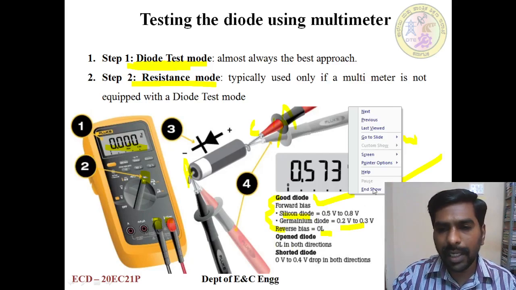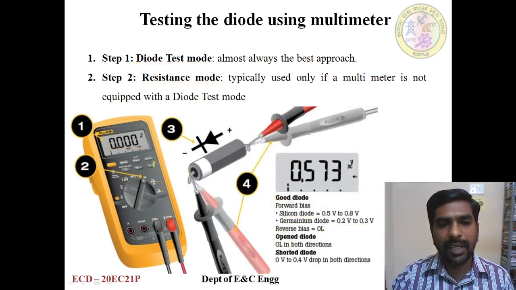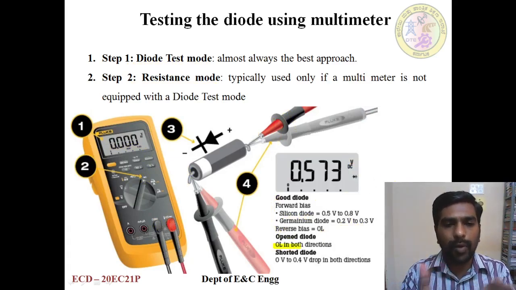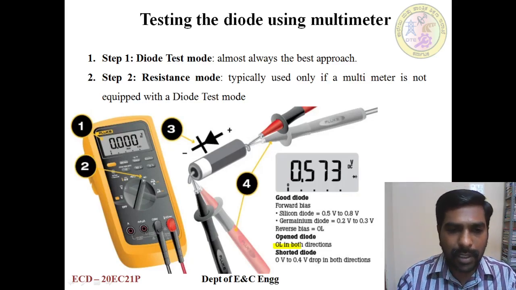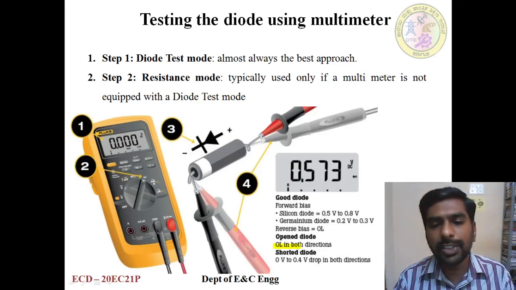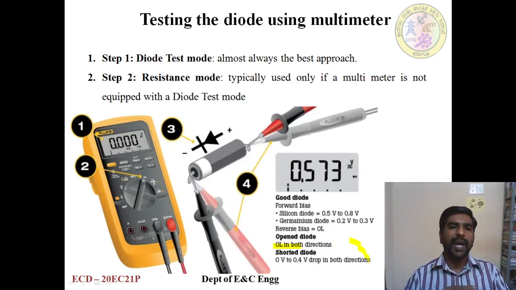And there are some diodes that have issues. In forward bias, if it is open, we can say OL. OL indicates it is open. If it shows a reading in forward bias, the diode is in good condition, but if it says OL, it's a bad diode. And in reverse bias, if the current flows, then we can say it's a short circuit. There is a drop. This is the indication of a bad diode.